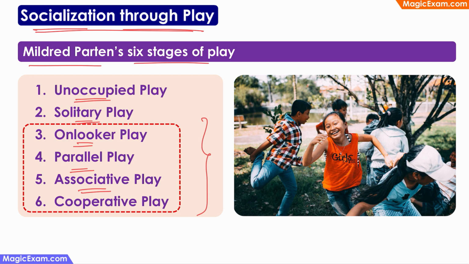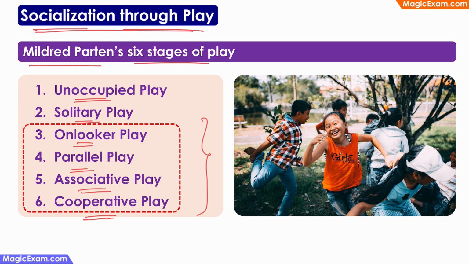And next comes cooperative play. So cooperative play is where the children are not just playing by themselves, they are actually playing together. That is, they are part of the same game. So it might be that one child becomes a police and one child becomes a thief, or one child becomes a doctor and the other child becomes a patient. So they are part of the same game. So that is cooperative play.